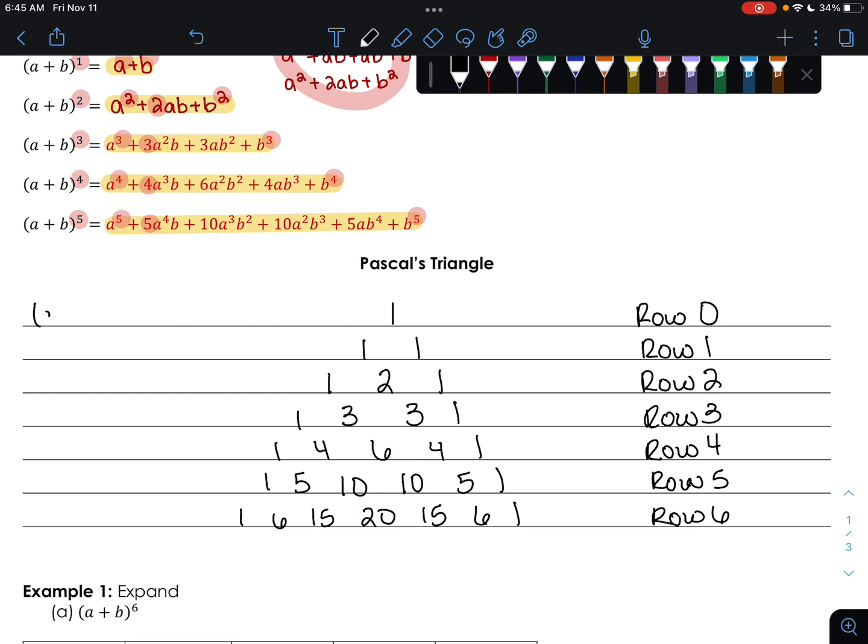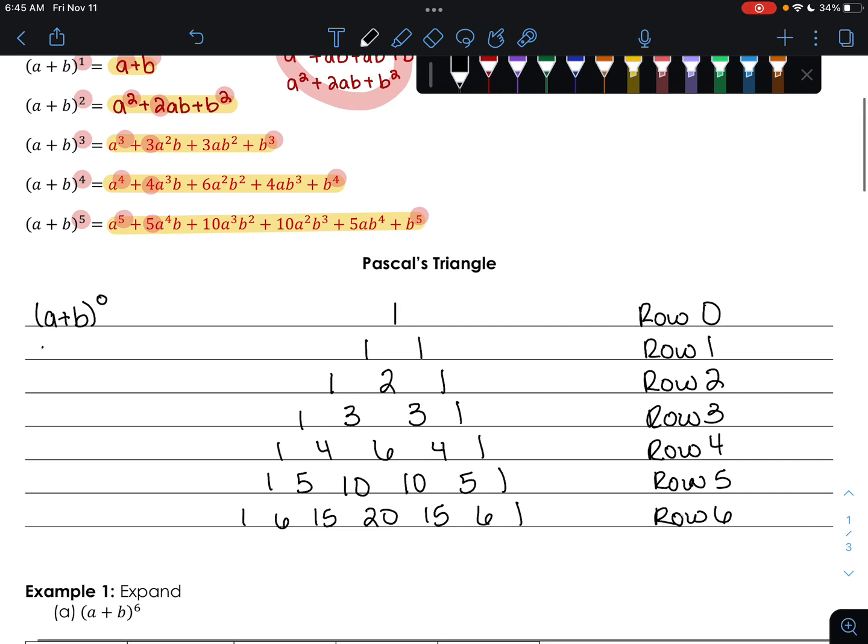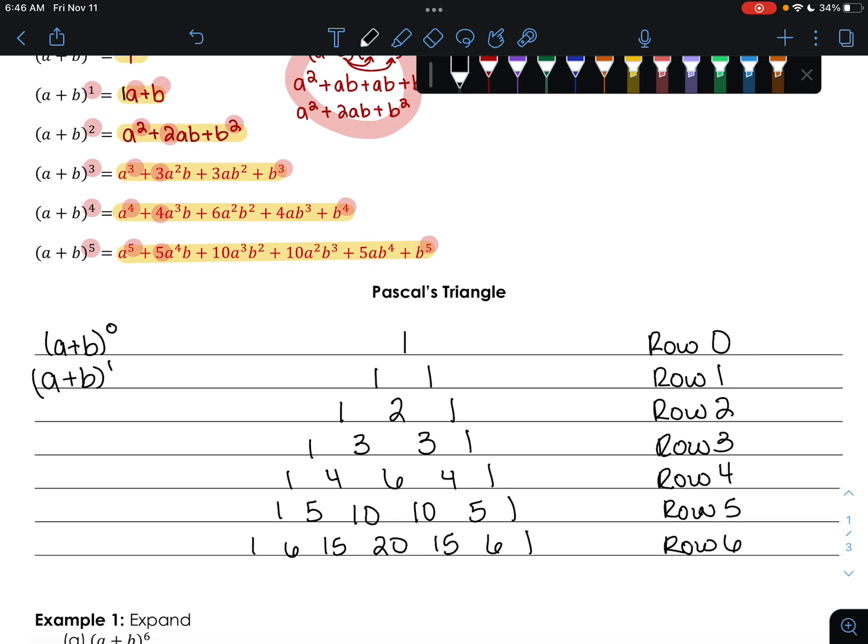Well, if I have a plus b to the 0 power, then my answer is 1. If I have a plus b to the first power, my coefficients are going to be 1 and 1. Well, if we look back up here, they were 1 and 1. Then if I have a plus b to the second power, my coefficients are going to be 1, 2, 1. If I look, I had 1, 2, 1.